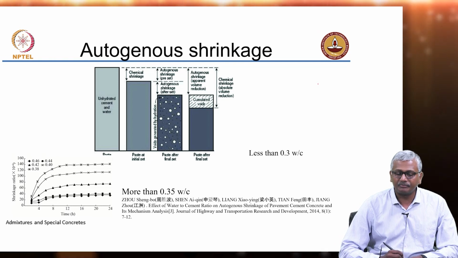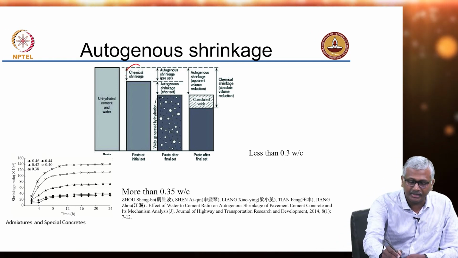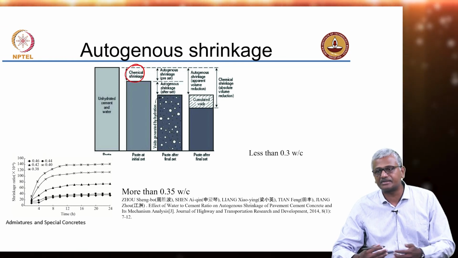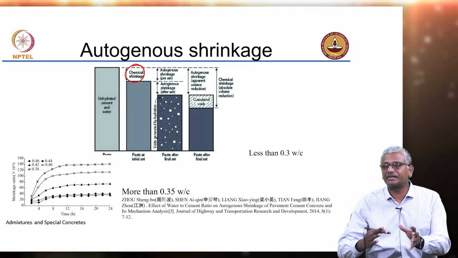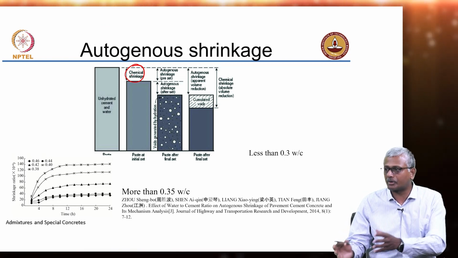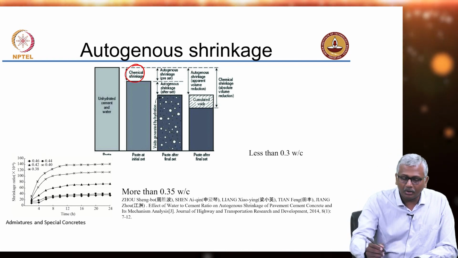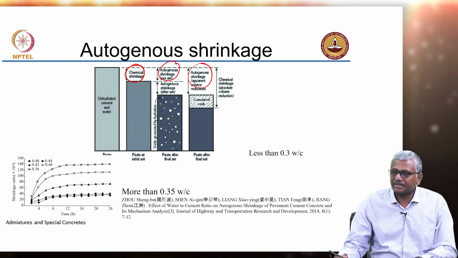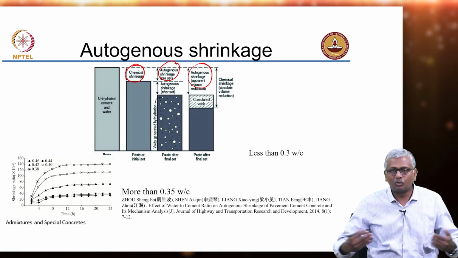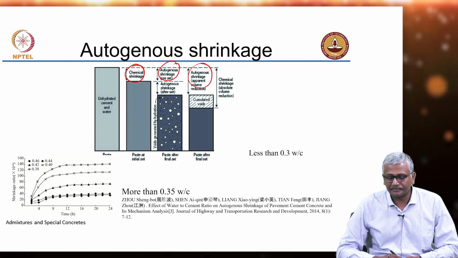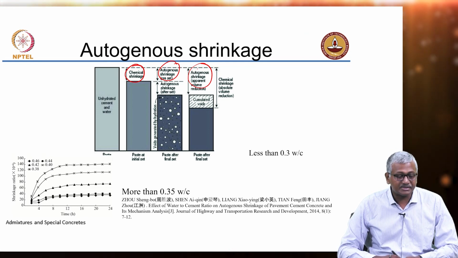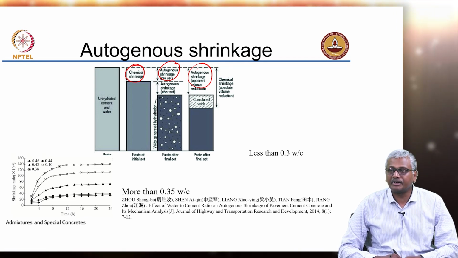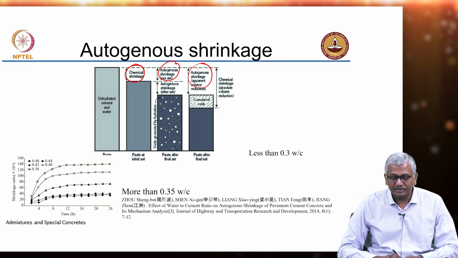So, we have issues of chemical shrinkage which happens inevitably when cement reacts with water. The reactants have a greater volume than the products that are formed, right. But autogenous shrinkage is a volume reduction that happens because of this movement of water within the concrete, okay. And this can be substantially high for concretes which have less than 0.35 water cement ratio.